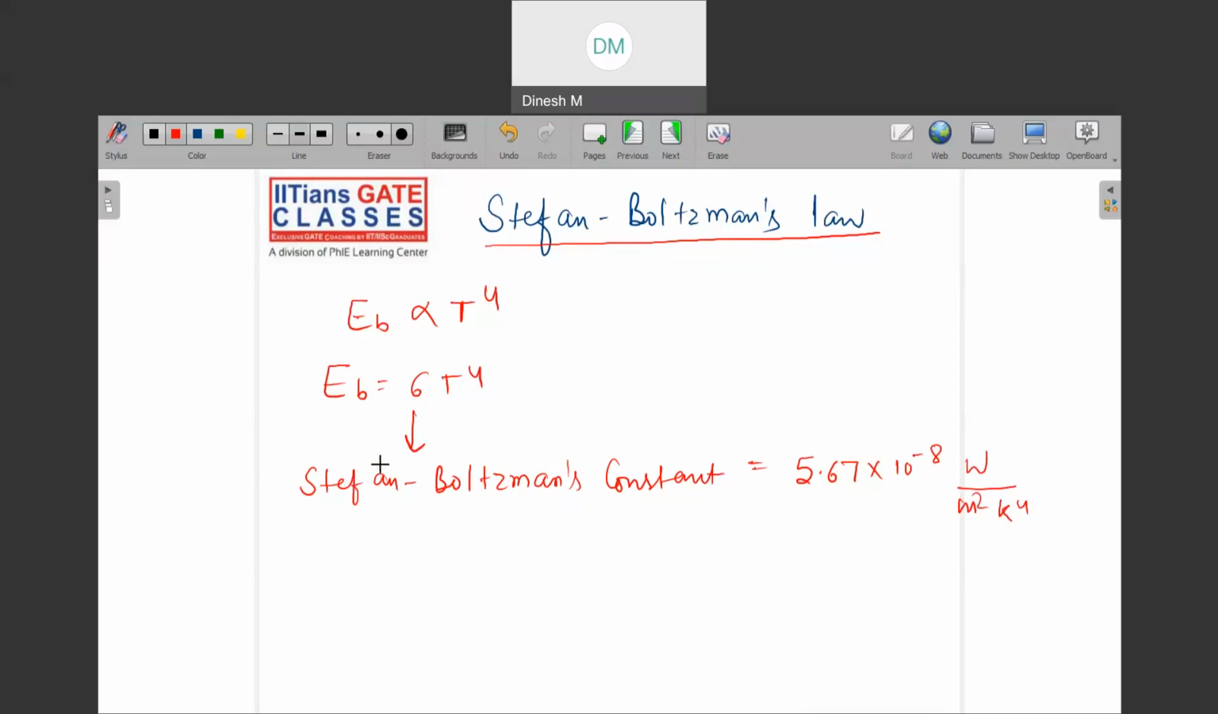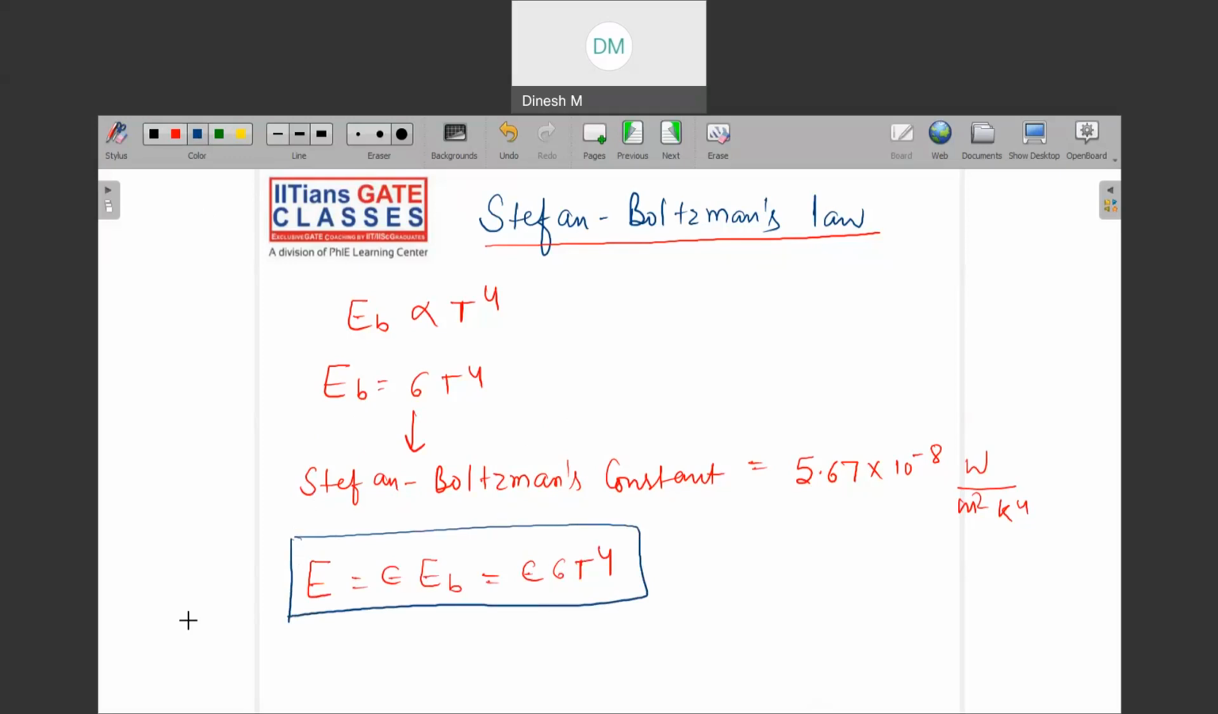And then what is the emissive power for a non-black body? Like this you have written for the black body. For a non-black body we have seen that when we multiply it with the emissivity, then E is nothing but epsilon into the emissive power of the black body. Then can I write this is epsilon sigma T to the power 4? Yes, I can, no problem at all. Okay, so this is the case, right?